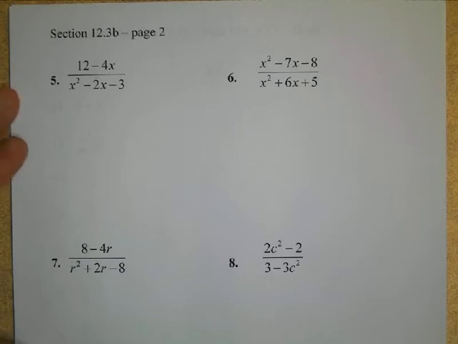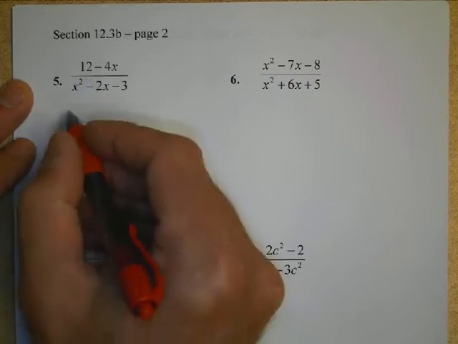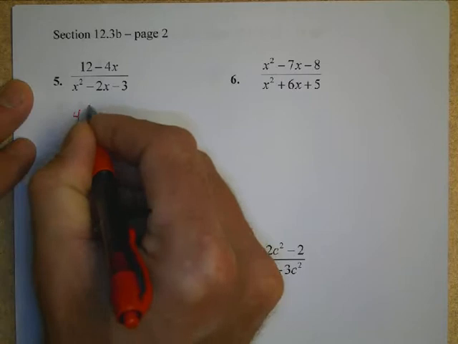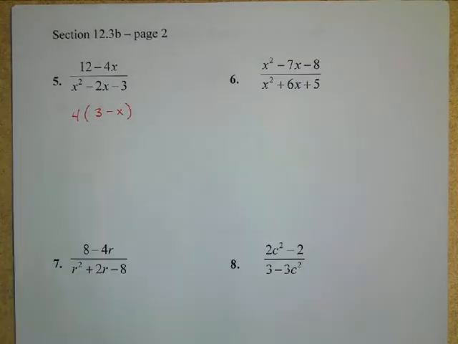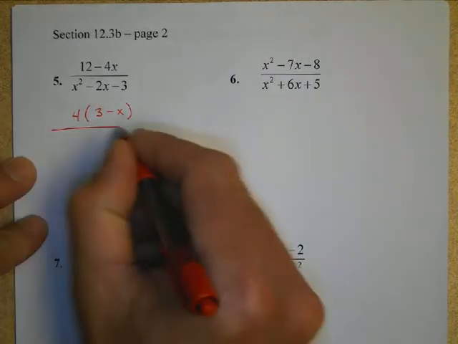As we continue in section 12.3, as we're factoring rational expressions and canceling factors, we want to understand and continue to look for the GCF first as we factor. So as we look at the top part of number 5, the GCF between 12 and 4 is 4. So I'm going to take that out, leaving me 3 minus x. Remember to write your numbers 3 minus x, not x minus 3 here. Now we're going to divide that by our other part.